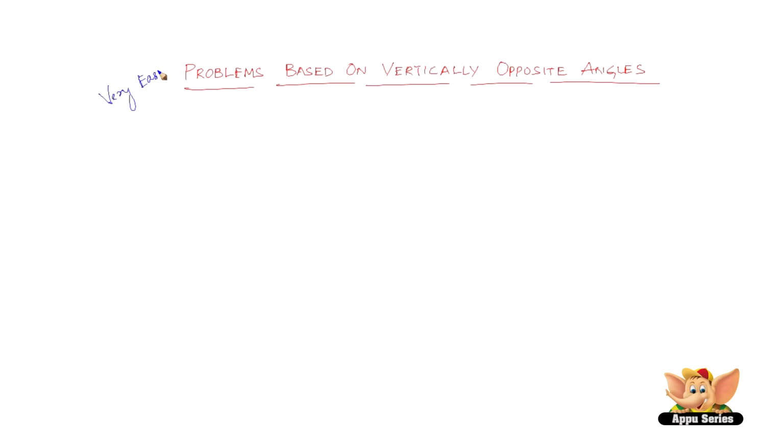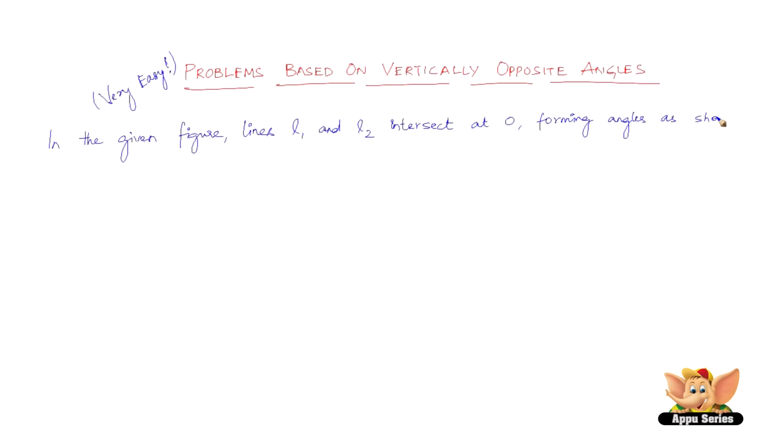Now here, let us solve some very simple problems based on vertically opposite angles. The question goes like this. In the given figure, lines L1 and L2 intersect at O, forming angles as shown, A, B, C, and D. Now, if A is 35 degrees, find the values of B, C, and D.